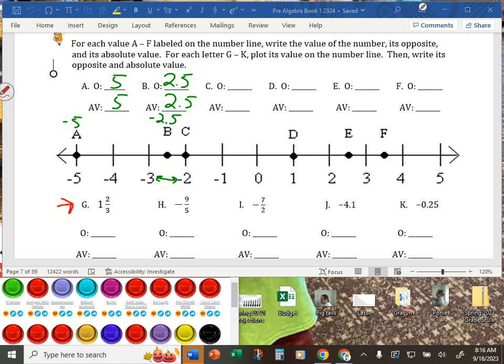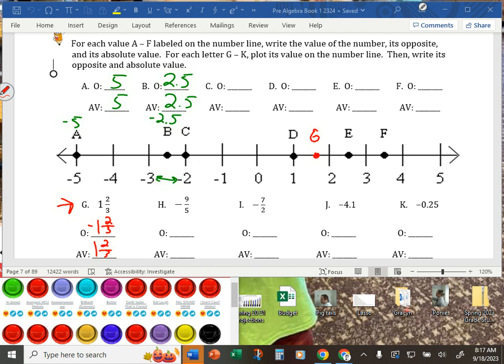So it's going to be right about here. Doesn't have to be perfect, but about there. We'll label it letter G. It looks like a 6. Anyway, what's the opposite of 1 2/3? Negative 1 2/3, right? Same distance away from 0, just on the other side of 0. And then what's the absolute value of 1 2/3? How far away from 0 is it? Let's get someone we haven't heard from yet today, a new voice. 1 2/3.